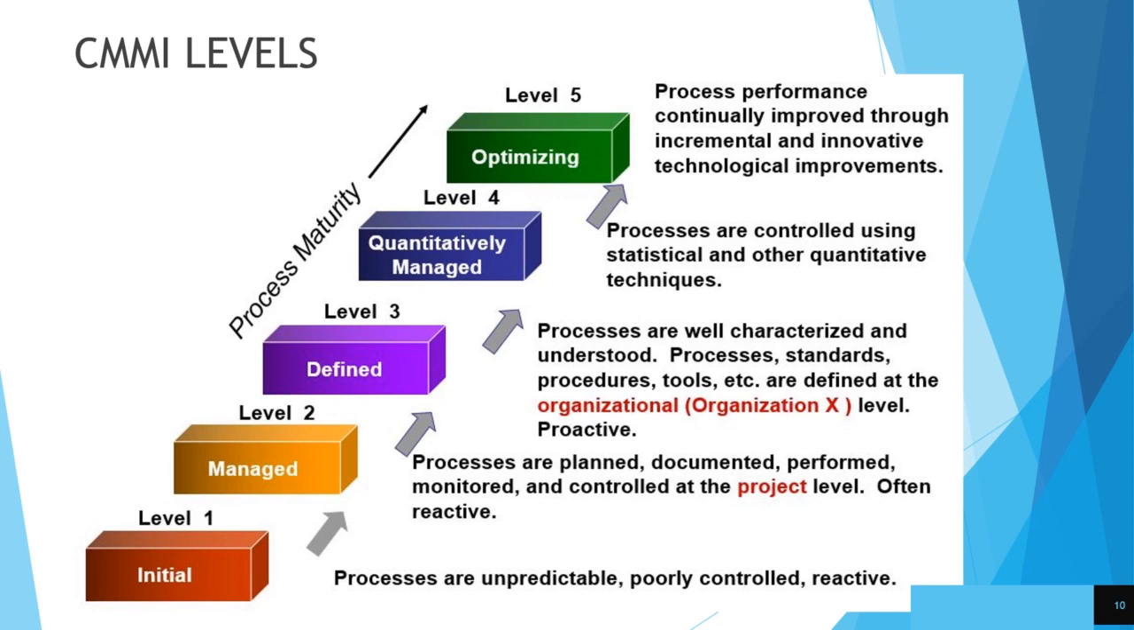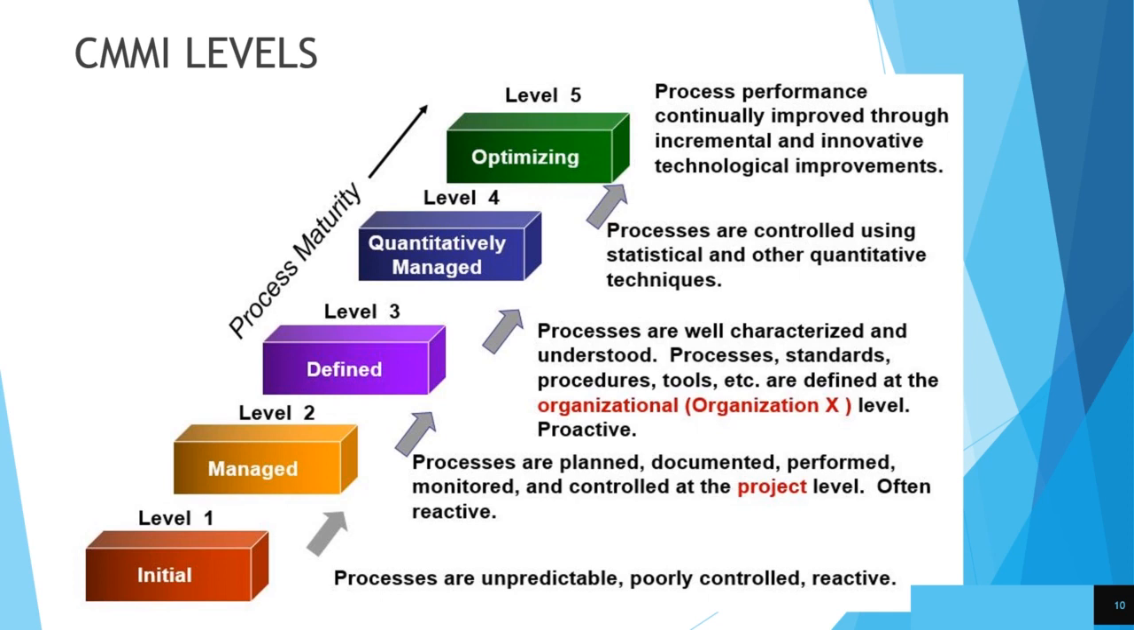Level 4, quantitatively managed. This stage is more measured and controlled. The organization is working off quantitative data to determine predictable processes that align with the stakeholder needs. The business is ahead of risk with more data-driven insights into process deficiencies.